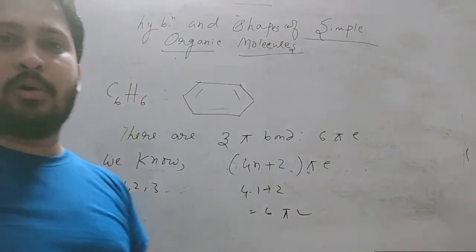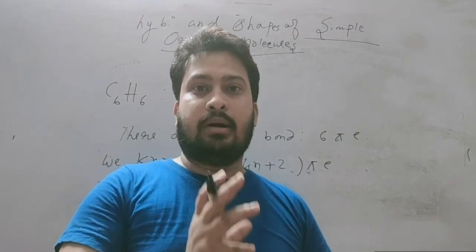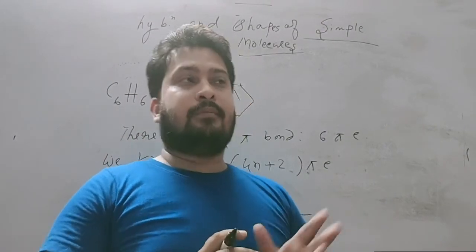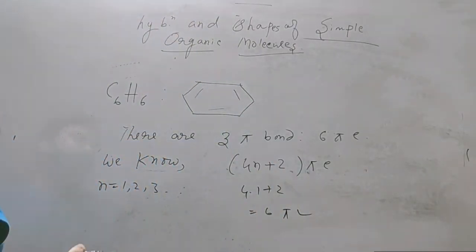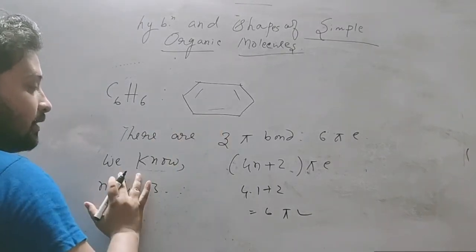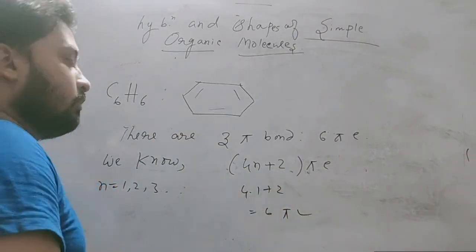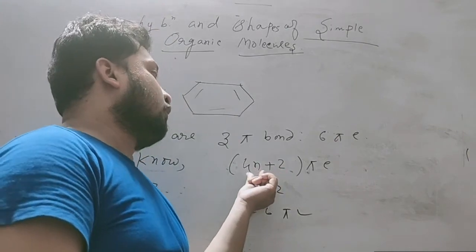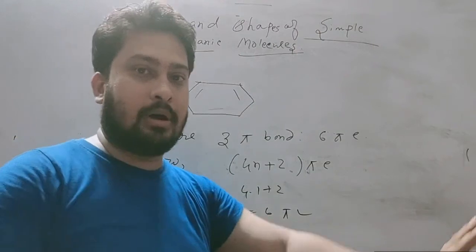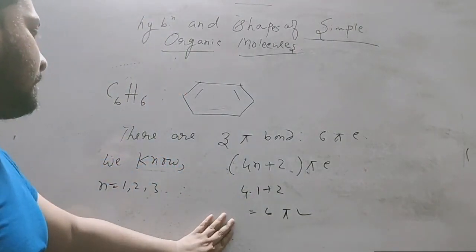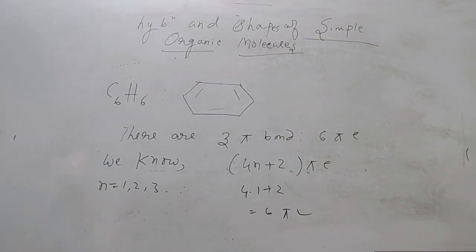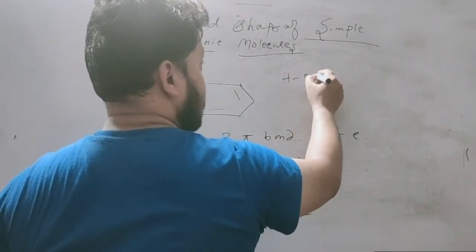What is an aromatic compound? Aroma is the word which means a sweet smell, sweet perfume. Benzene is an aromatic compound, and it follows the Huckel rule, that is 4n plus 2 pi electrons. If it matches the number of pi electrons of that compound, then it can be called an aromatic compound.